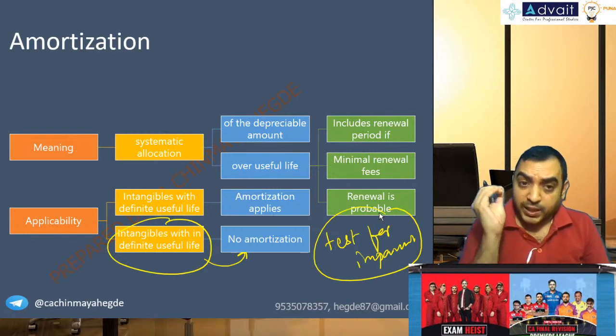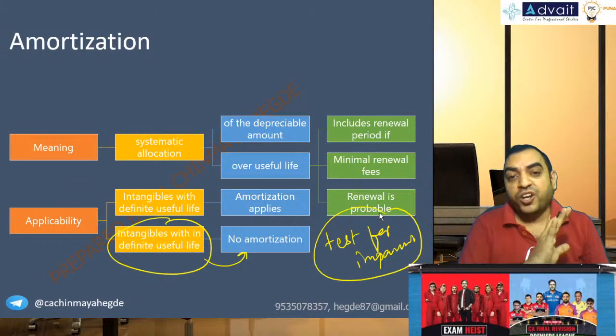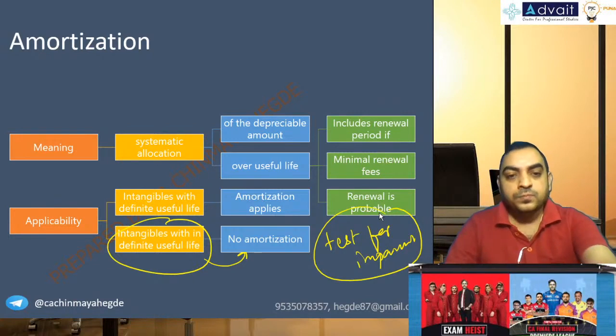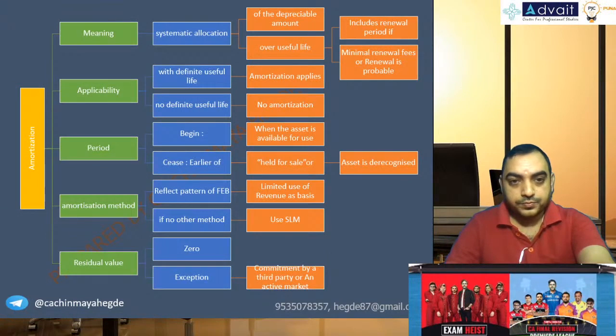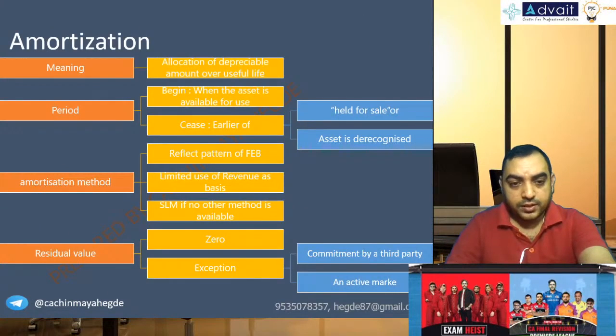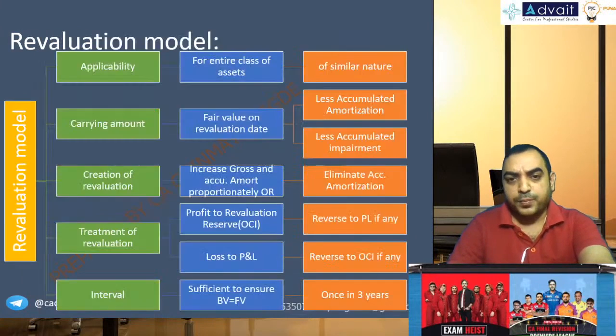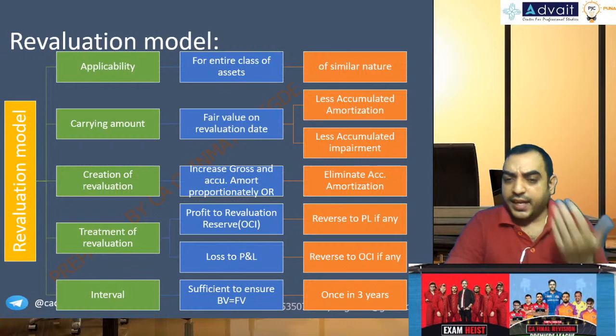Hope things are clear. A typical example is goodwill. Goodwill will not have amortization. Goodwill will have only impairment. Okay, amortization is the same concept. Useful life is a similar concept. Review should be done just like PPE only. Revaluation model, again same thing.